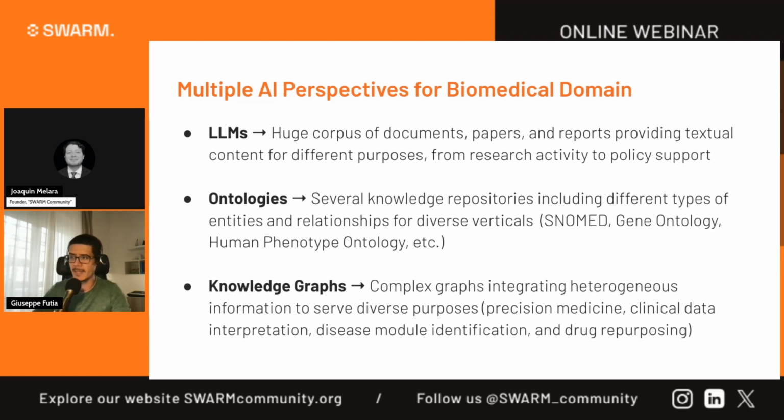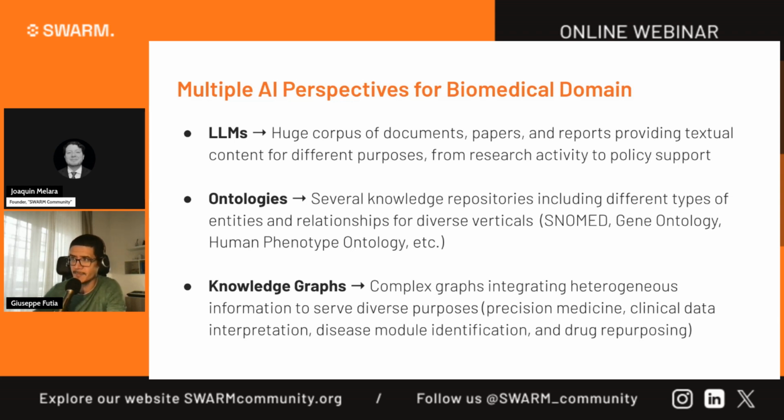In the biomedical domain, we also have several knowledge repositories that include different types of entities and relationships for diverse verticals. So, for instance, we have these knowledge ontologies, a general purpose knowledge base, while we have more specific ontologies like the gene ontology and the human phenotype ontology, which describes, for instance, the relationship between specific phenotypic features and disease.